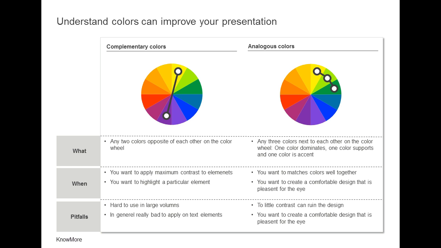Here I want to talk about the difference between complementary colors and analogous colors. Complementary colors are 2 colors that are opposite of each other on the color wheel, while analogous colors are 3 colors which are next to each other, where one color dominates, one supports, and one is accent. Complementary colors are used when you want to highlight an element by applying maximum contrast.